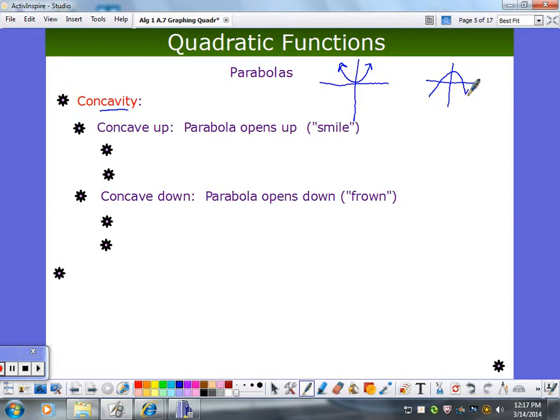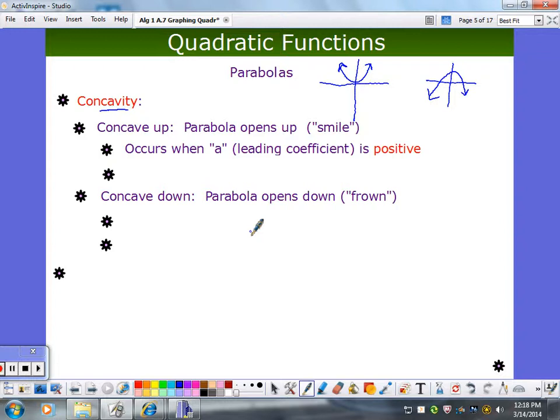Concave down is the other way. It's the frowny. So if you were to pour water on, it's like an umbrella. It deflects. So up is the smile, down is the frown. That's not the best example, but it helps me remember it.